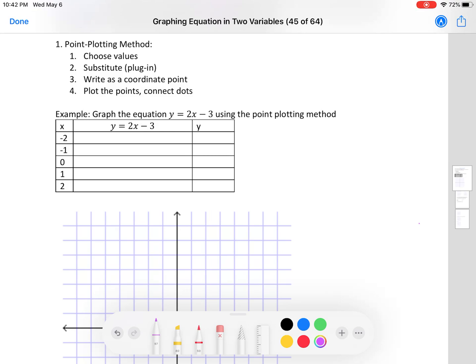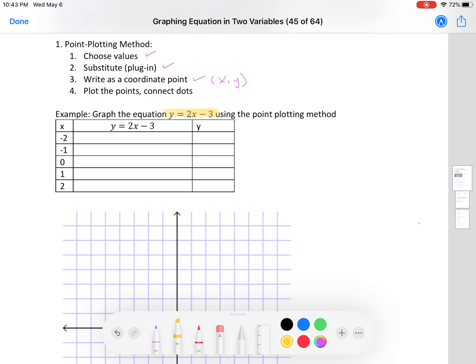So to do so, we first have to choose values and substitute them into our equation. Write as a coordinate point. Remember, every point is x comma y. And then plot the points and connect the dots. Alright, so I have an example. Here we're being asked to graph the equation y equals 2x minus 3 using the point plotting method.